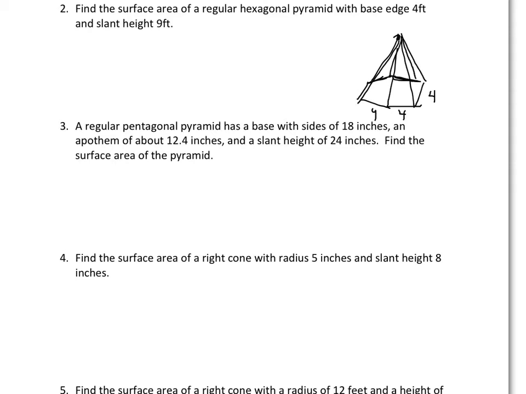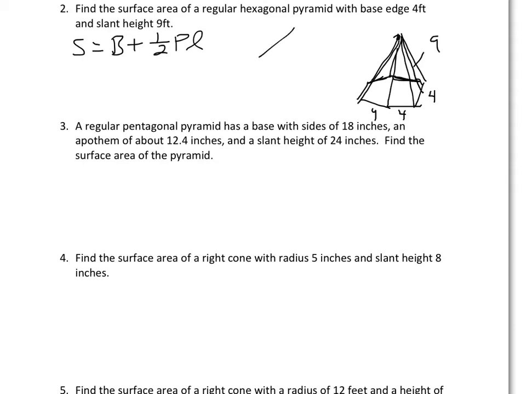Okay, remember, slant height goes right down one of those faces. That slant height is 9. So we need to find the surface area, which is B plus 1/2 PL. Well, we already have the P, right? The P is just 6 times 4, and the L is the slant height, which they told us was 9. So that's good, but we need the area of the base.